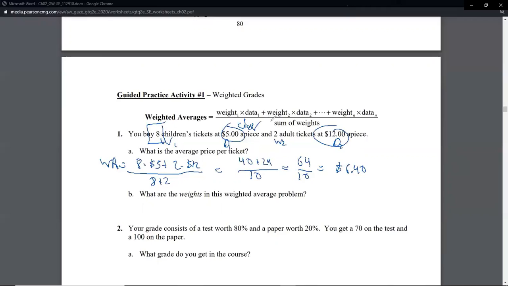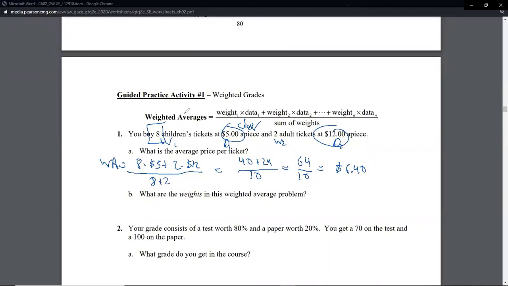If I flip the 8 and the 2, if I bought 8 adult tickets and 2 children tickets, I would expect this average to probably be like $10.50, or somewhere in that ballpark, plus or minus 50 cents. I would expect the adult tickets to govern more if we bought 8 of those, so the average would be closer to its $12.